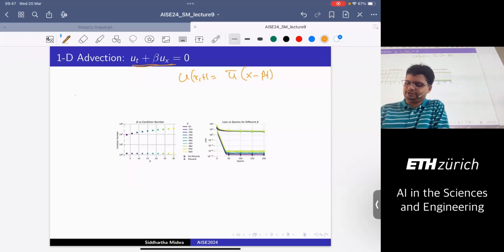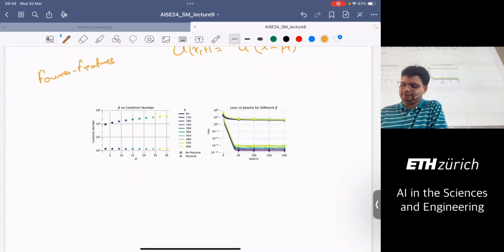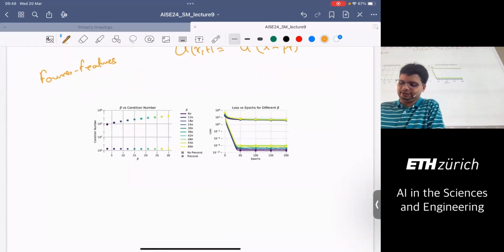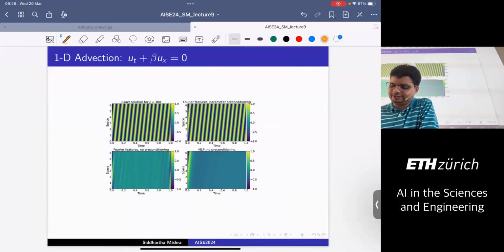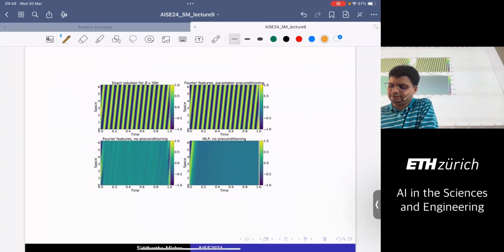So if you take Fourier features, the same examples that I gave you, then you can explicitly compute the behavior with respect to beta. It rises with respect to beta. And you can see that for beta equal to 30, for instance, this is already 100,000, so it will require 100,000 steps, which will mean that it will never train. And this is indeed the case. It never trains, and you see that. So for instance, here is an example. If you take Fourier features, no preconditioning, the naive version of Fourier features, this is how the exact solution is.